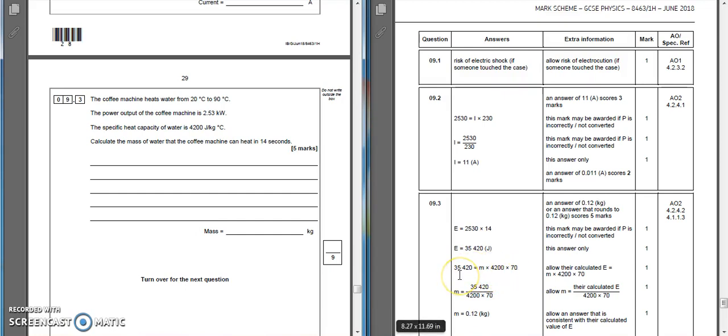That is the energy is the mass times by the specific heat capacity times by the change in temperature. So if we had M and times it by 4,200 and times it by 70, that would equal 35,420. So to find out what M is, we get that 35,420 and then undo what we did. Divide it by 4,200, divide it by 70, and that should give us a mass of 0.12 kilograms.